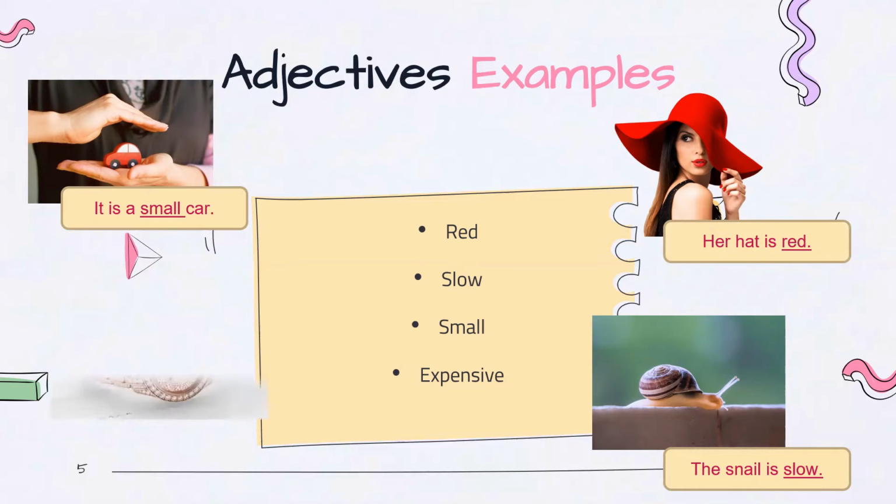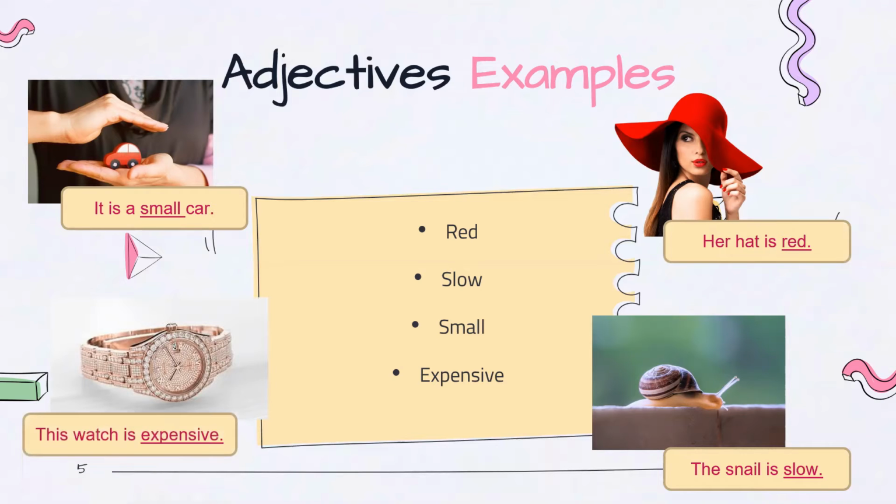The last one. We have a what? An example for this one with a sentence. This watch is expensive. Here, expensive is the adjective.